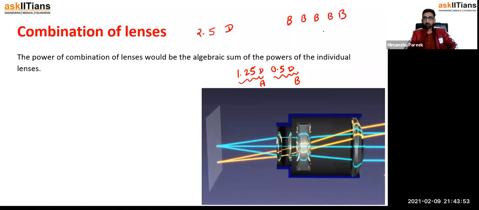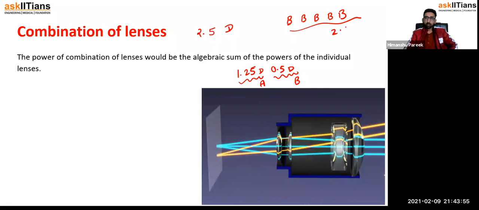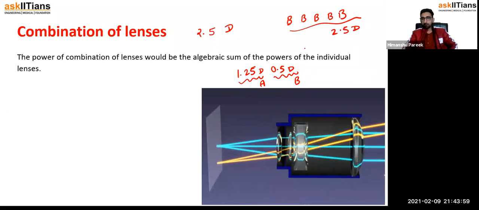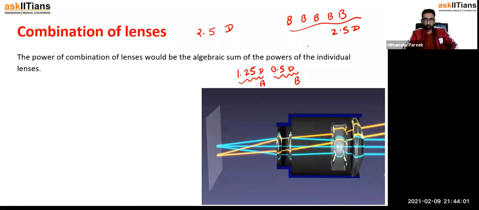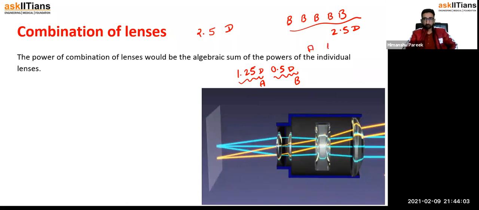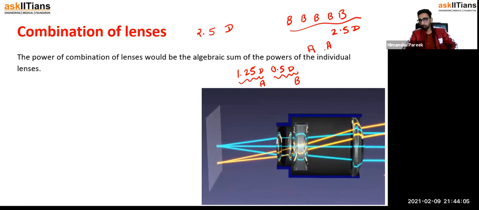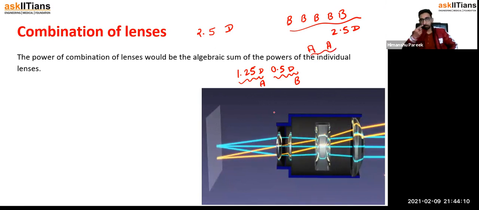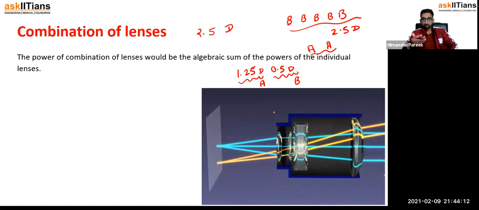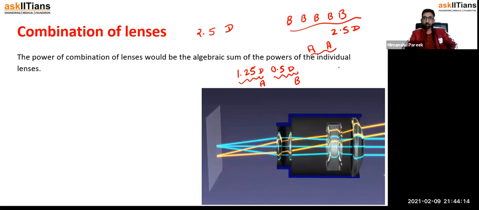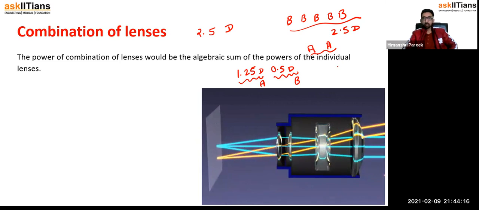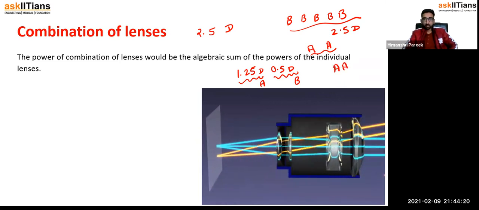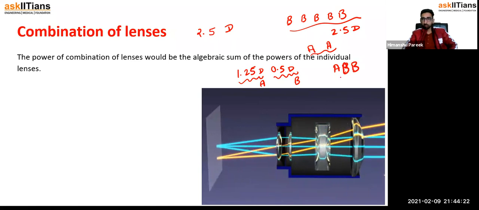So what I can do, I can take 5 lenses of B type. How is this possible? This would be equal to 2.5 diopters only. I'll tell you just now. If you do not want to do that, you can use 2 lenses of A type, which has a power 1.25. The addition would give you 2.5 only. It's a normal simple addition. I'll tell you just now how it is happening and why this is possible. Or somebody can use this combination also: 1 lens of A and 2 lenses of B.